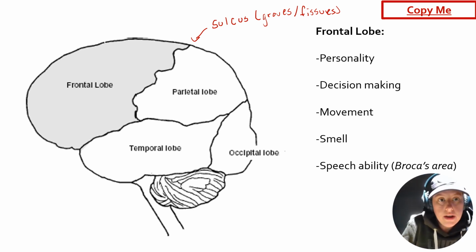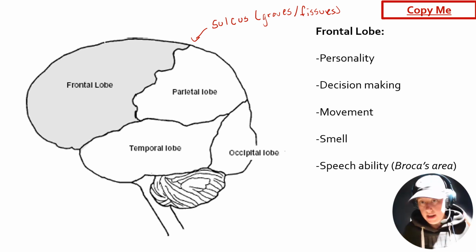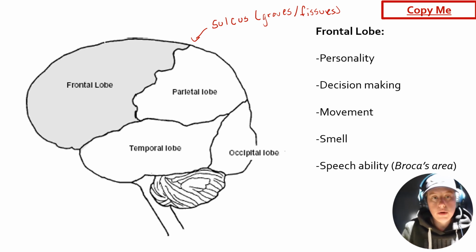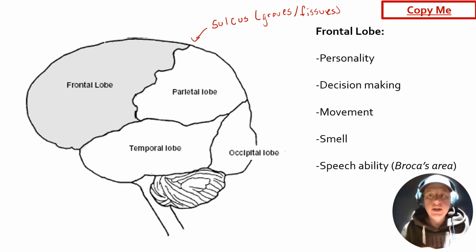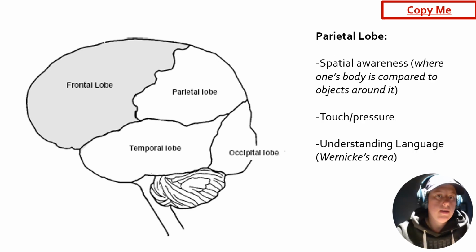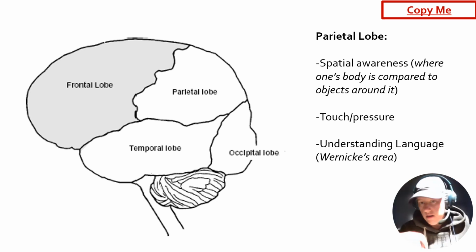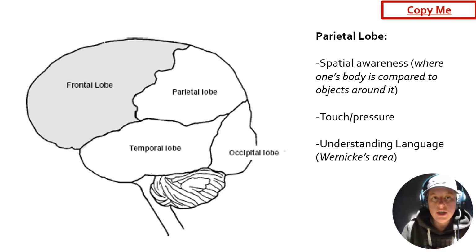The first one is our frontal lobe. So if we're looking at a side profile of the brain, the frontal lobe would be basically the lobe in the front. And it's key in personality, decision making, movement, smell, understanding language, emotions, speech. Then we have, behind the frontal lobe, the parietal lobe. So this is key in spatial awareness. So where you are with respect to things around you, key with touch and pressure sensation and understanding language.